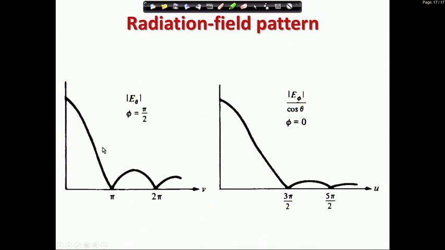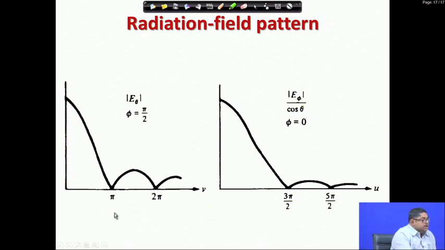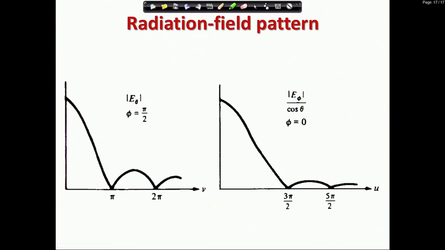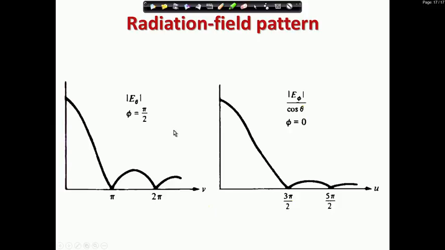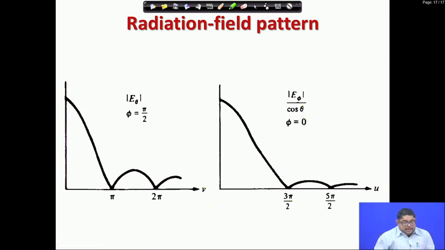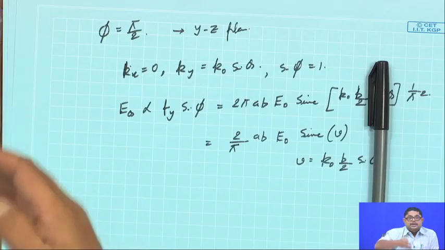It has been shown here in this left diagram. You see that this is the radiation pattern E theta as a function of V. Why it is like this sinc, you see, it is an interesting thing. Actually, along the y direction, that means in the yz plane, the aperture illumination is uniform. So, the Fourier transform of that will be what? The radiation pattern is a sinc function, that is what it came.